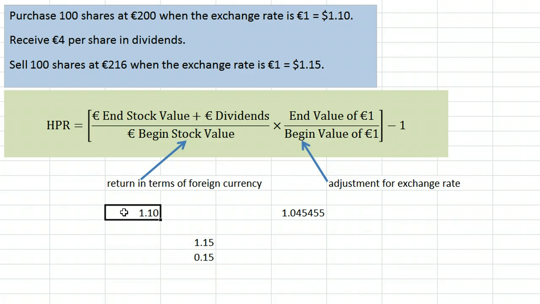10% of it because of the return of the stock in terms of foreign currency, and an additional 5%, bringing us to 15% because of the appreciation of the euro in this example.